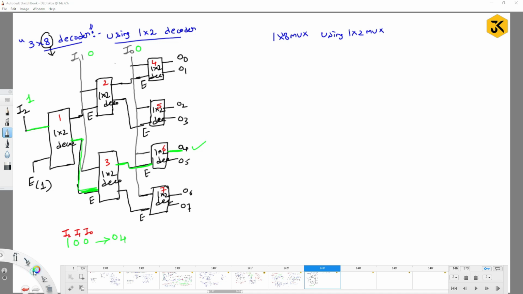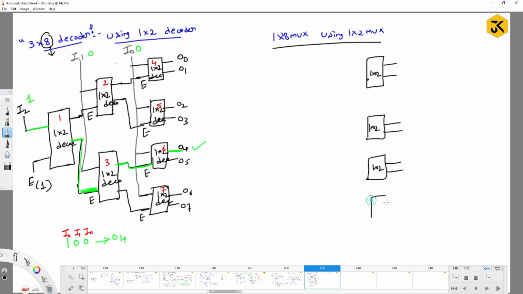Right? So what about the case of a 1/8 mux using 1/2 mux? You are going to have a 1/2 mux. This is as simple as that. A 1/2 mux and one more 1/2 mux, and every 1/2 mux is going to produce 2 lines as output. Of those 2 lines, one line will be connected like this and one line will be connected like this, right?